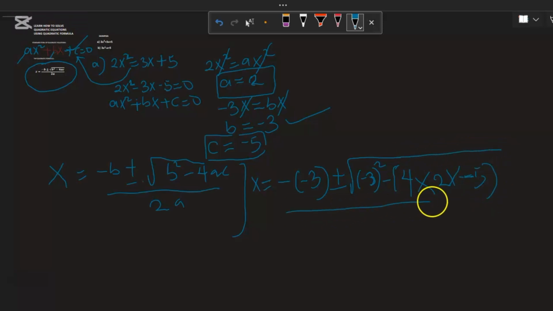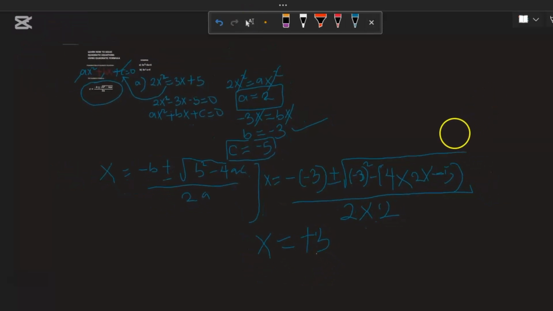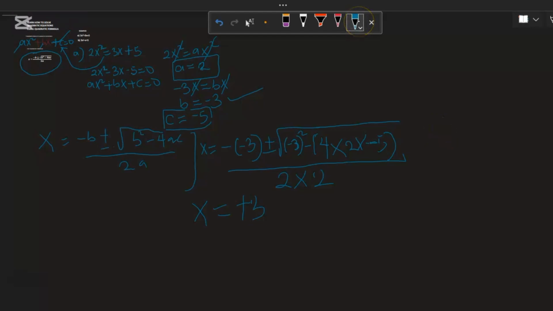Don't forget this square root. Most students forget to include the denominator 2a, so do not make that mistake. 2 multiplied by your a is 4. So this will give me x equals, let's simplify this. Negative multiplied by negative is plus 3. Plus or minus the square root of negative 3 squared, which will give me 9.